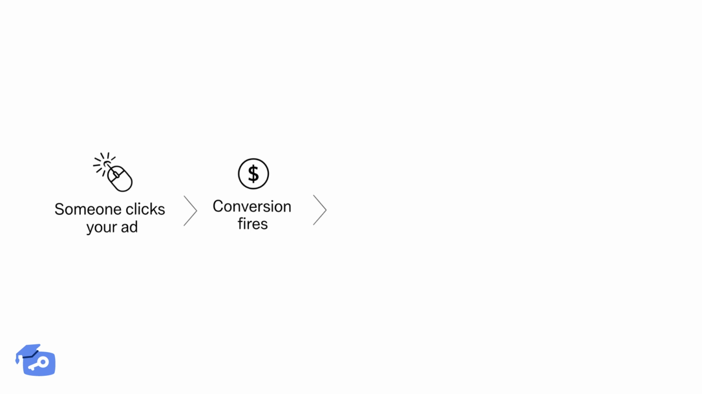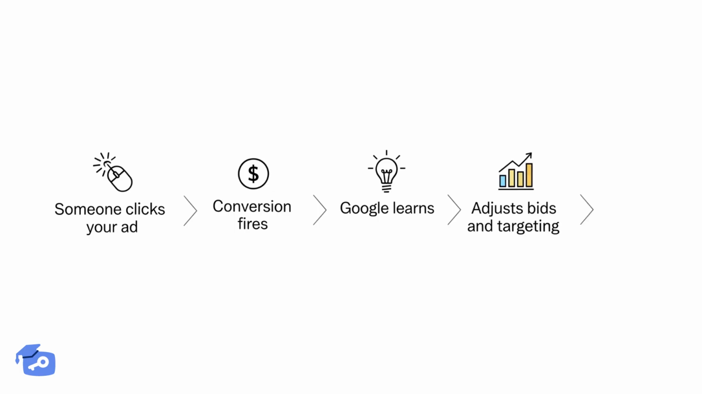Well, Google uses these events to actually train its model to get more conversions in your account. When someone clicks your ad and then goes to your website and purchases from you, Google sees who this person is. It uses this data on this person to learn how to adjust its bids and its targeting to find more people like that. And it keeps doing this over and over again to get better targeting and better results.